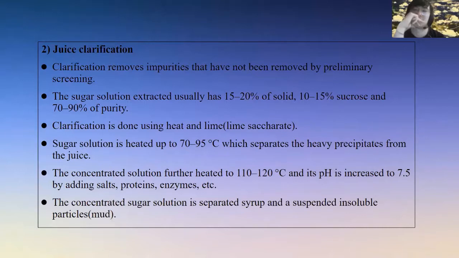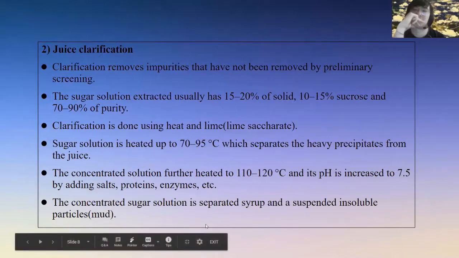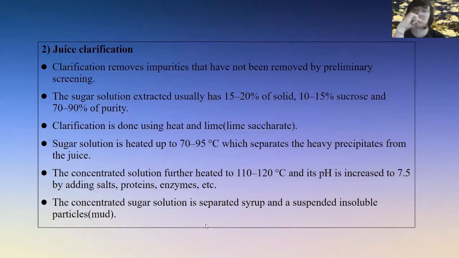The clarification process is designed to remove both soluble and insoluble impurities that have not been removed by preliminary screening. Clarification is done exclusively with heat and lime. Lime is added to neutralize organic acids. This process heats up the sugar solution to 70 to 95 degrees Celsius, which separates the heavy precipitates from the juice in the clarifier. Insoluble particle masses called mud are separated from the lime juice by centrifuge. Next slide, please.